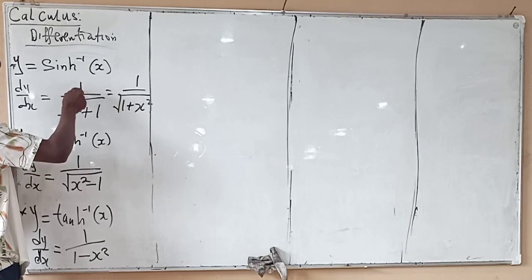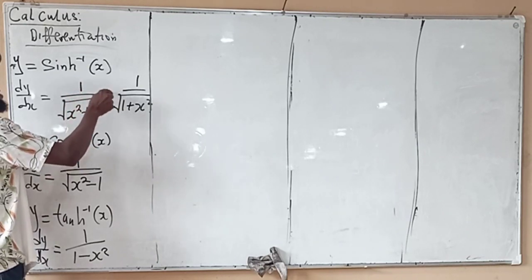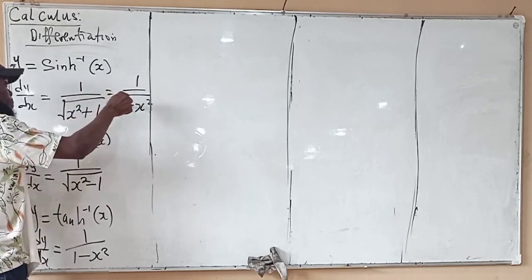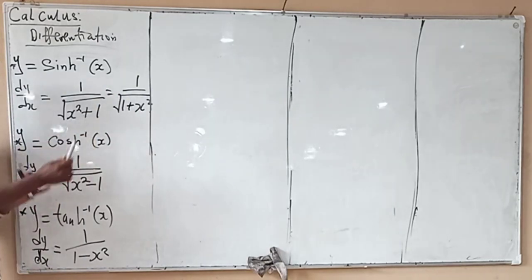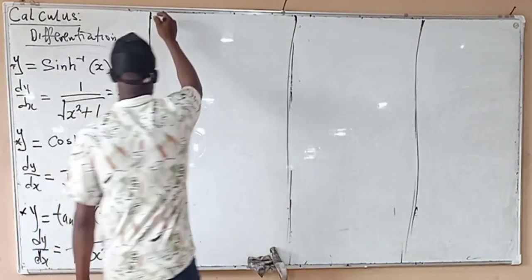You can write this as 1 over x squared plus 1, the same thing as 1 over 1 plus x squared. So plus is commutative, but minus is not. Just take note of that, it's very, very important. Now let's look at some examples.